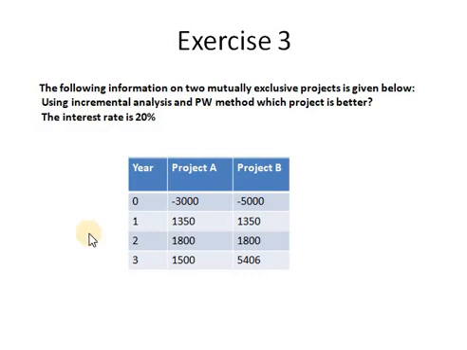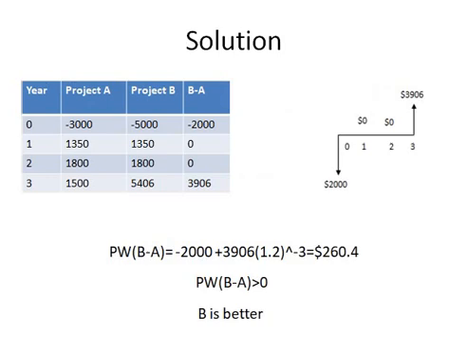Another exercise. Here we have two mutually exclusive projects using incremental analysis and present worth method. Which project is better? This time I'm gonna do the subtractions on the table. I don't want to draw a cash flow diagram for this one and then subtract the cash flow. So you choose the method that you want. You want to make your calculations on the cash flow diagram or using a table like this one. So I'm gonna just add a new column which is related to the incremental analysis.